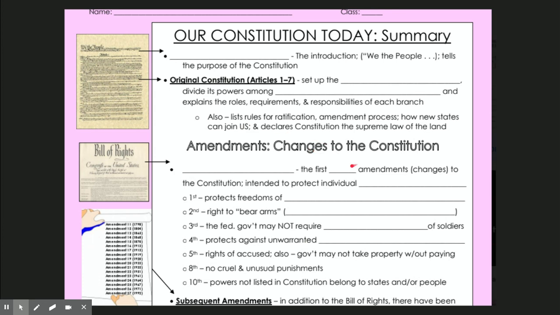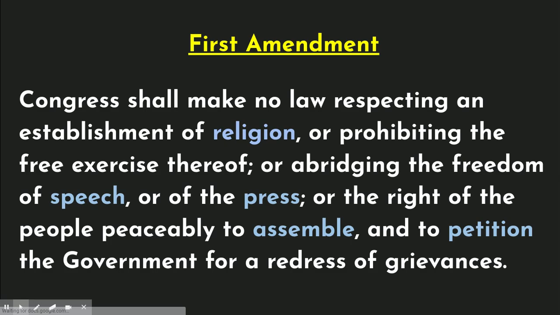Make sure you know that. Amendments, first 10 amendments or changes to the Constitution, these are intended to protect individual rights. Okay, now we're going to go through some of these first 10 amendments. You might notice it says 1, 2, 3, 4, 5, 8, 10. I do know how to number, but you don't need to know all of them. We'll talk about them in school, but these are the ones you need to know. The First Amendment.